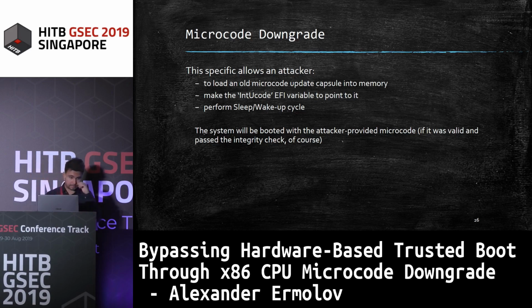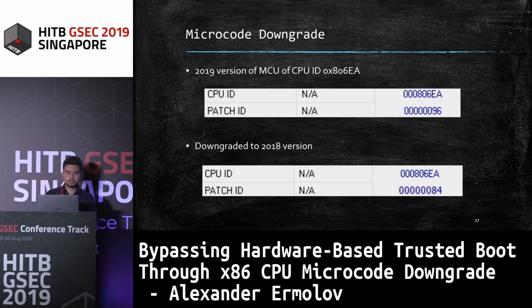I should mention that the system will be booted with the provided microcode only if it was valid and passed the integrity check. However, the downgrade is possible that way. So, as you can see here, on the same CPU I've managed to downgrade through the sleep-wake up cycle from the 2019 version of the microcode to some version which was built in 2018.